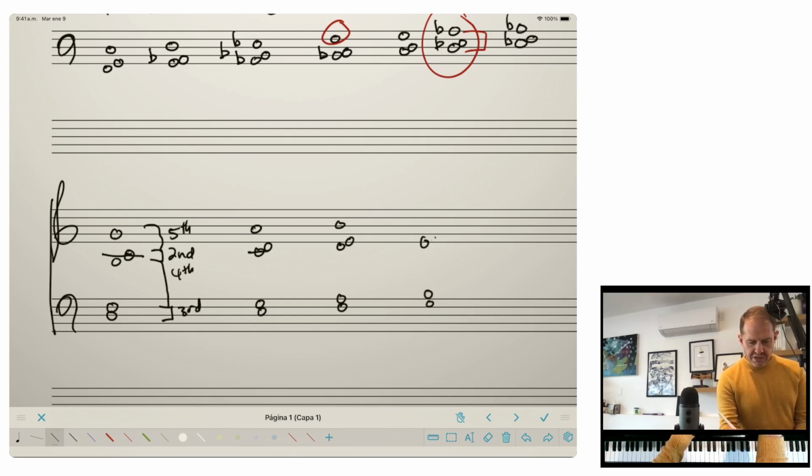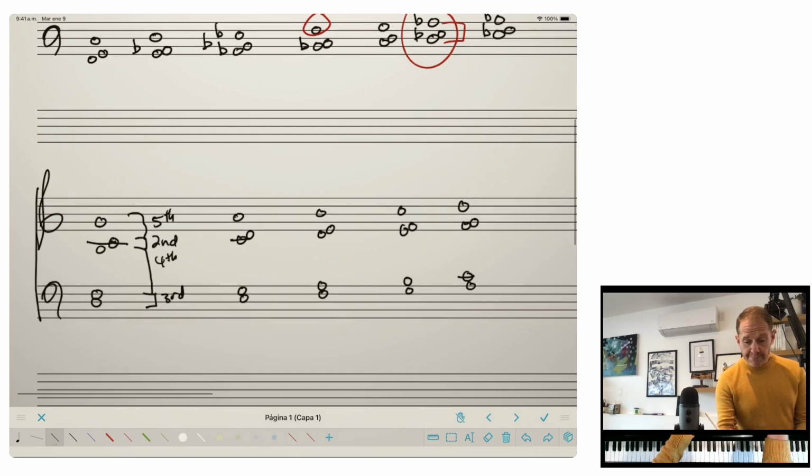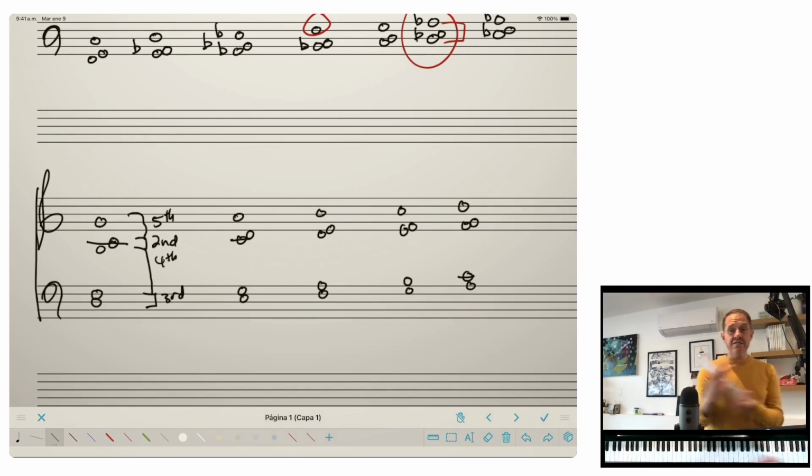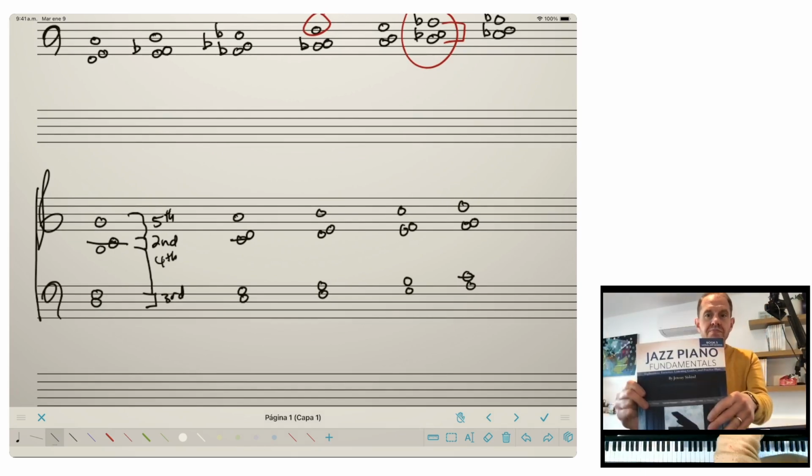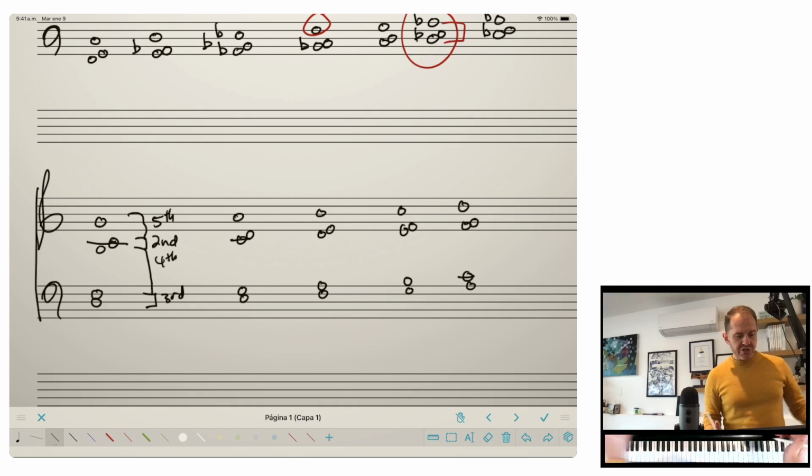By the way, I should mention this is all over Jazz Piano Fundamentals Book 3. The dark blue book looks like this. If this is interesting to you, this kind of material is in there quite a lot.